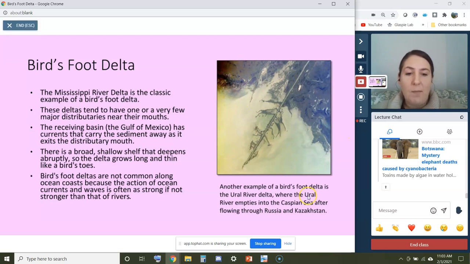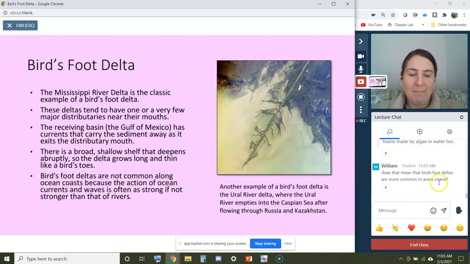Another example of a bird's foot delta is the Ural River Delta, which travels through Russia and Kazakhstan and empties into the Caspian Sea. You can see an image of that delta here. It looks more like a Christmas tree than a bird foot, but it's definitely elongate, right? This is a long river delta. Not very fan-shaped, not lobate.